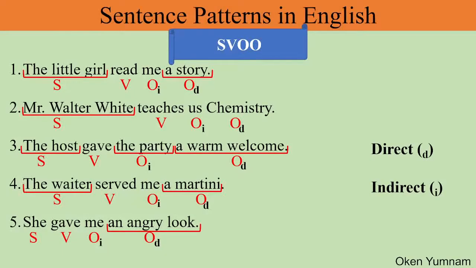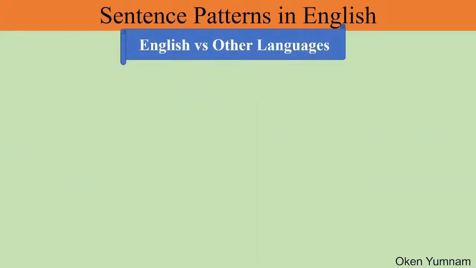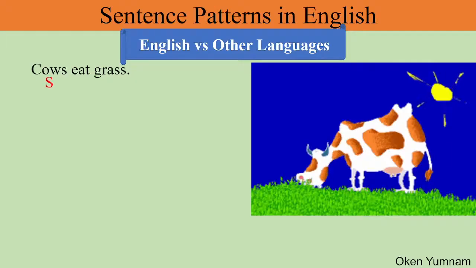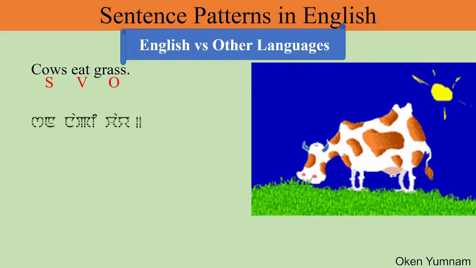So that much for the sentence patterns in English. Now let's compare English patterns with other languages. Look at this sentence now. Cows eat grass. This is an English sentence. Cows eat grass: subject, verb, object. Let's translate this into another language. Here, this is in the Manipuri language.